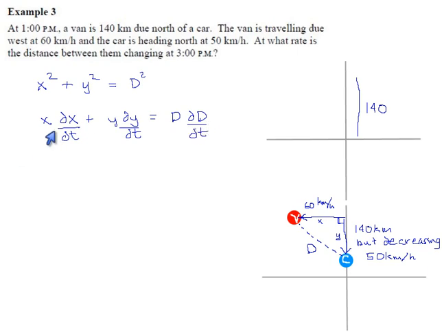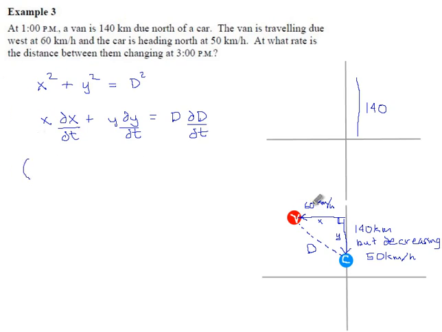So, x and y and D are actual distances in kilometers. dx/dt and dy/dt and dD/dt are all distances over time, so they're going to be in kilometers per hour. Those are our units for this one. And what we're trying to find is at what rate is the distance between them changing. That's dD/dt. How fast is the distance changing as the hours tick by? So we better be able to fill in all these other values. Let's see if we can.